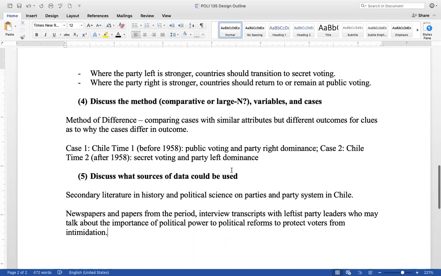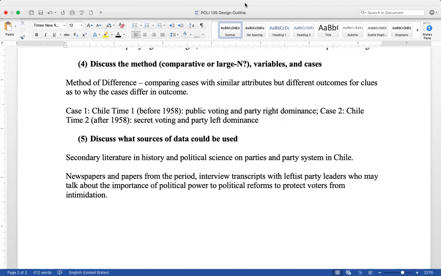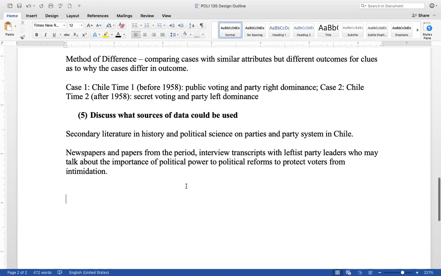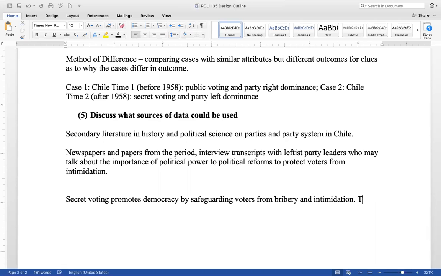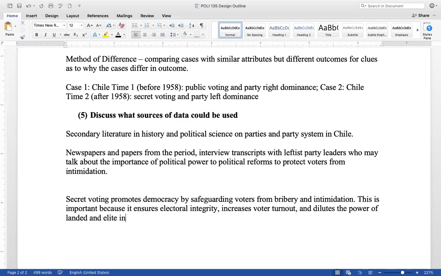So here's what I have then. I have these different components, and now I have the issue of beginning my paper and getting started. And so we can begin in this way. Secret voting promotes democracy by safeguarding voters from bribery and intimidation. This is important because it ensures electoral integrity, increases voter turnout, and dilutes the power of landed and elite interests.